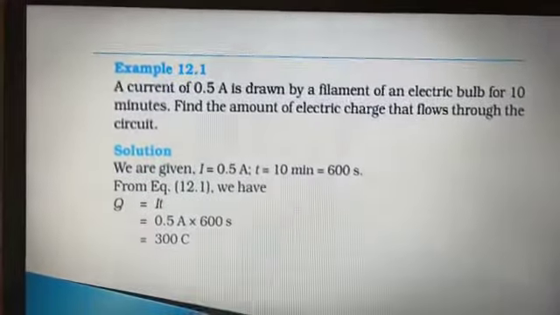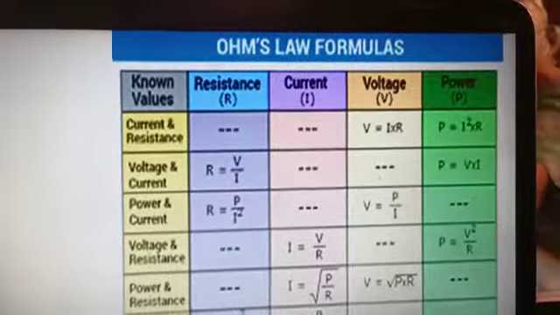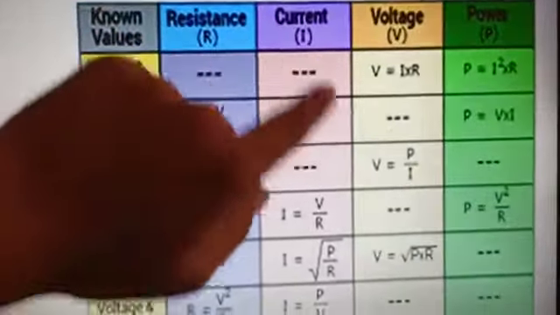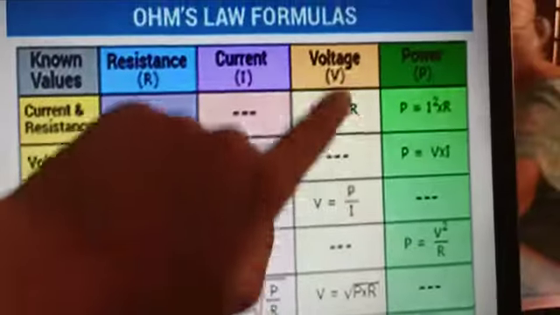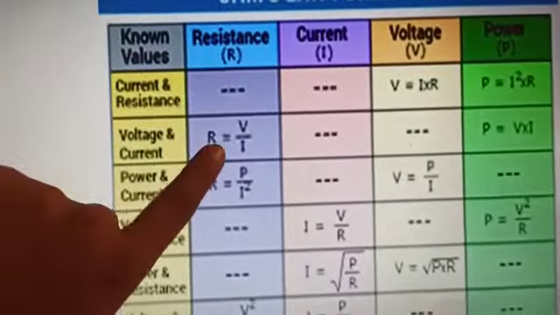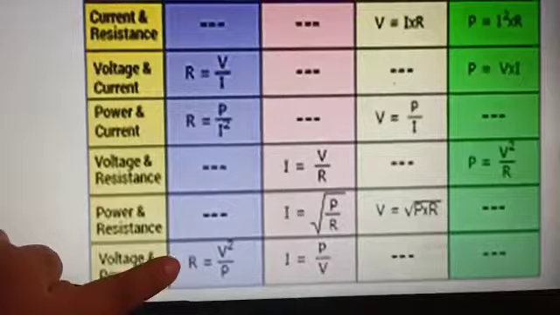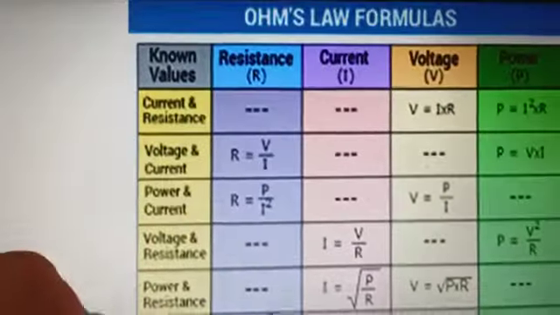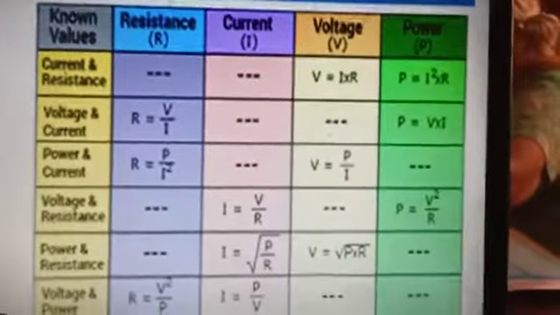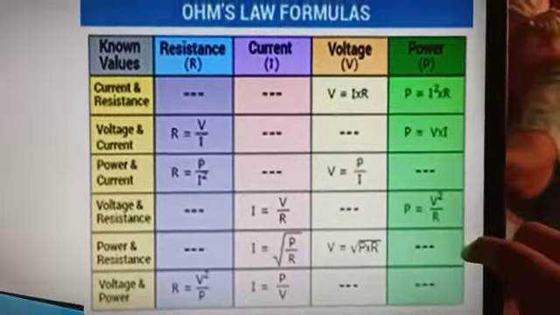Now we will be looking at the different formulae in the full chapter again. According to Ohm's law, V is equal to IR and power is equal to I square R. The resistance can be written as V by I, as P by I square or V square by P. So 3 formulas for resistance. For current, you have 3 formulas. For voltage, you have 3 formulas, and for power also you have 3 formulas.